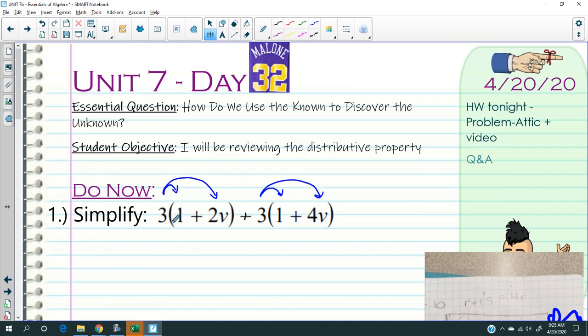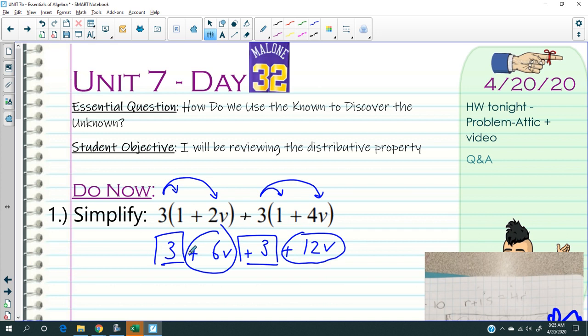So here we have 3 times 1, right? That's 3 plus 2v. That's how many v's? Yep, 6v plus 3 times 1. That's 3 plus 3 times 4v is 12v. So who's in the same family? You got the number family and the v family. So 3 plus 3, that's 6. 6v plus 12v is 18v, or you can write it as 18v plus 6.